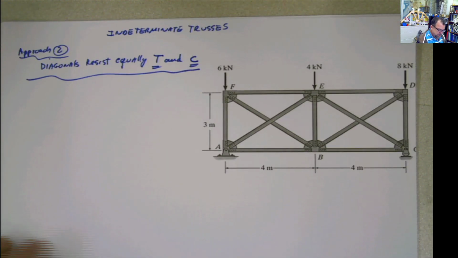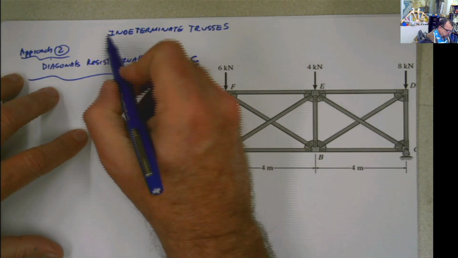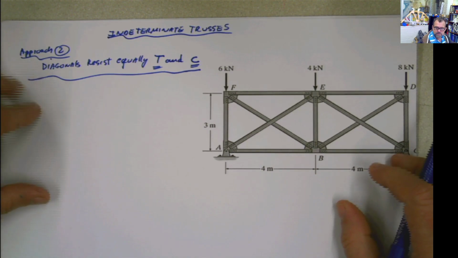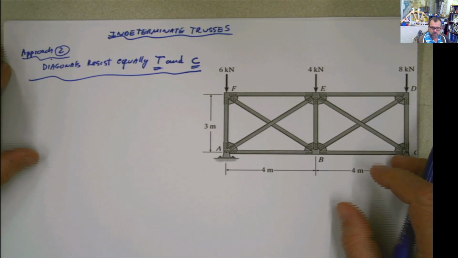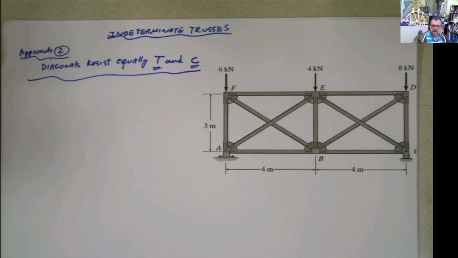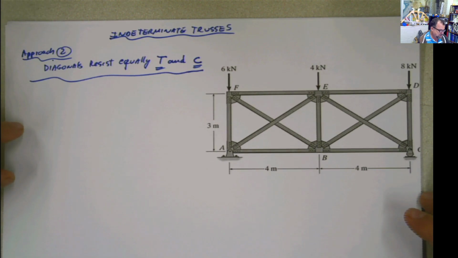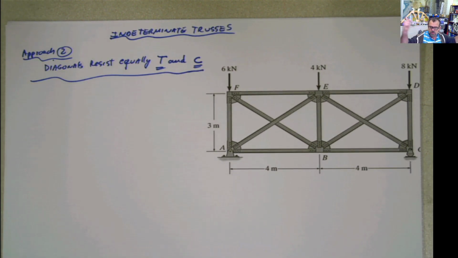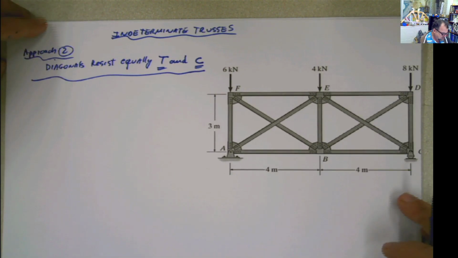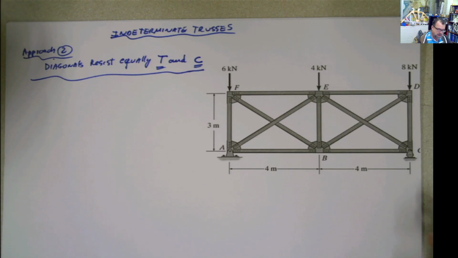Hi again. So, where are we at? We are going to continue with indeterminate trusses, but this time we're going to use the second approach. And the second approach is, who am I to say that the diagonals cannot resist compression? Diagonals are strong. They have sufficient power to resist compression.